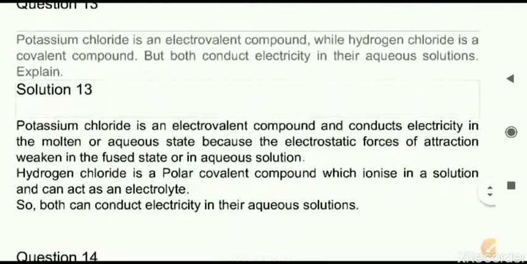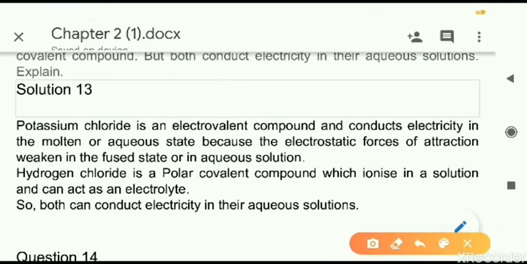Next, question number 13. You've been given potassium chloride, an electrovalent compound, while hydrogen chloride, HCl, is a covalent compound. But both conduct electricity in aqueous solution. Why is it so? Potassium chloride, KCl, is formed of ions. It is an ionic compound. K plus and Cl minus are both ions. It conducts electricity because the electrostatic forces of attraction are weak in the aqueous solution.